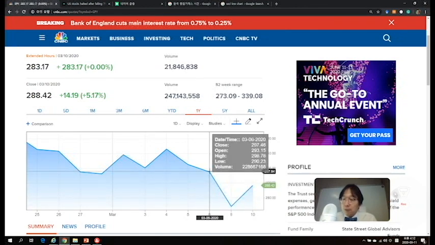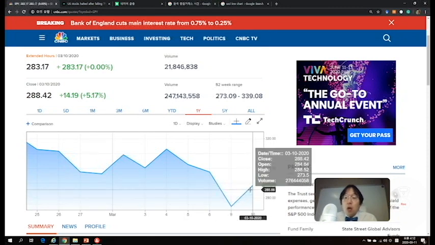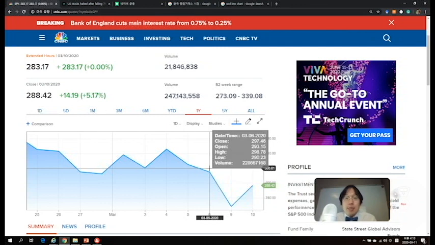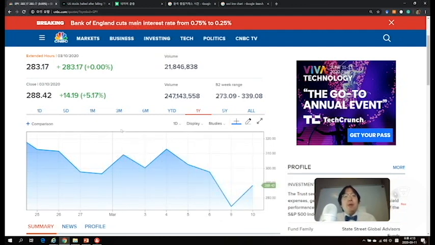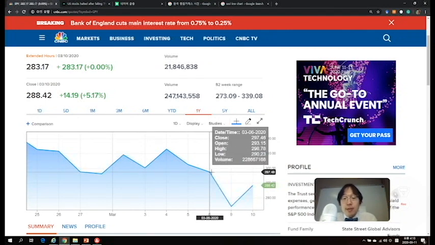But look what happened before. 5% going up is a big thing, but the day before, about 7% or 8%, it plunged. So it's not a good time. It's a terribly volatile stock market.